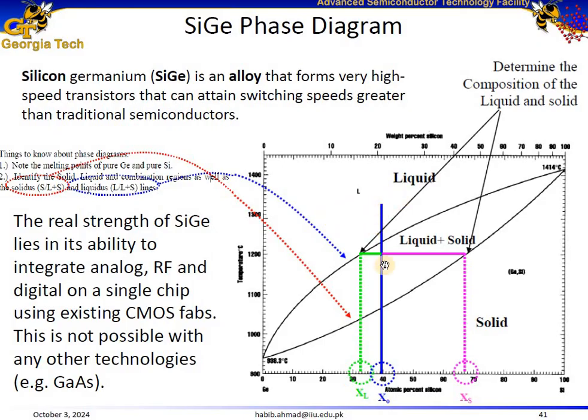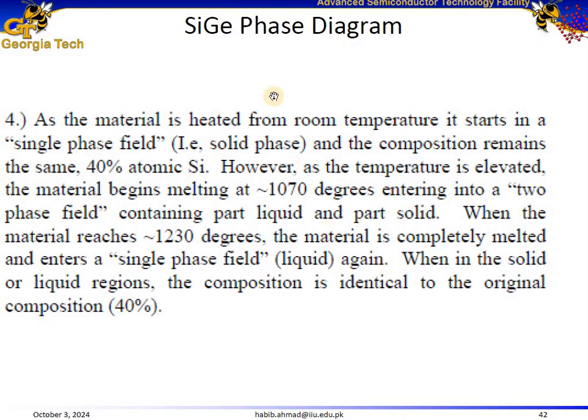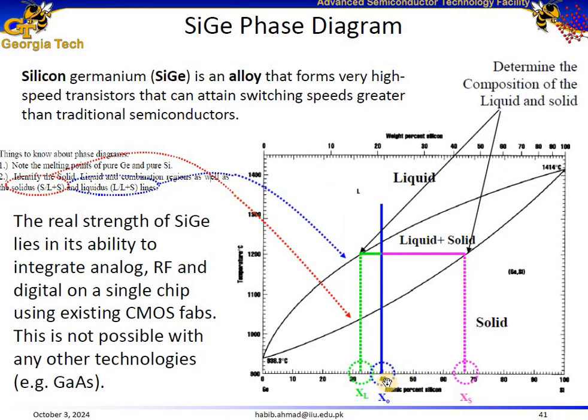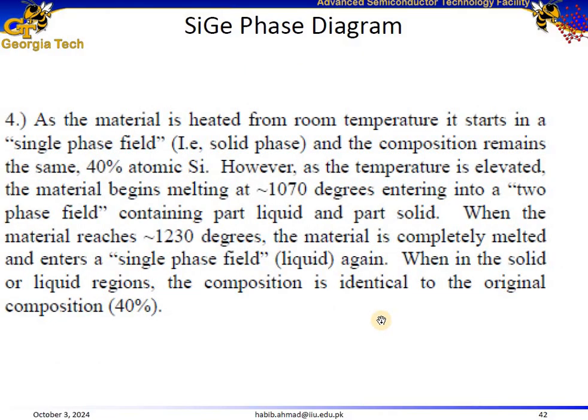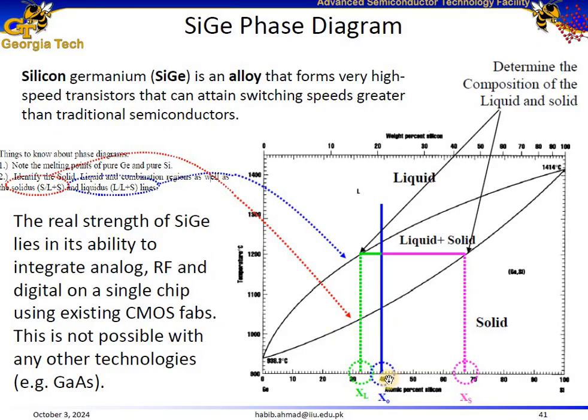For example, in the next slide, we are assuming that we are heating a material which initially has 40% atomic silicon. Talking about this point here, x0, which is the initial point, we start heating the material. This point means that the silicon germanium has 40% silicon and 60% germanium. As the temperature is elevated, the material begins melting at 1070 degrees C. Initially the silicon germanium at 40% content is in solid form, but at a temperature of 1070 degrees C, it enters into the mixed phase.